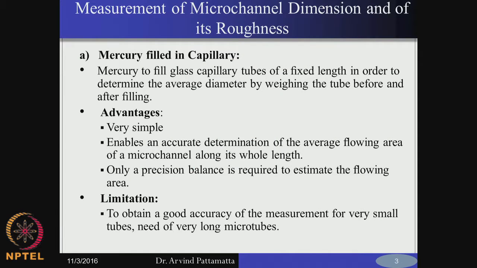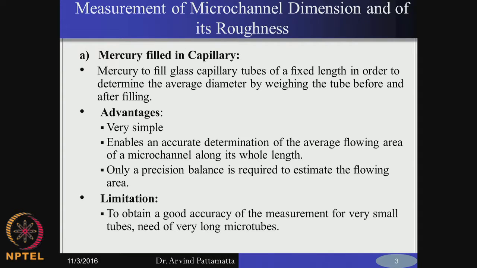Therefore, a very important first step in measurement is the measurement of the micro channel dimension and its roughness. If you are given a micro channel from the manufacturing section, what you have to do is first ensure that if you had asked for a 100 micron channel, you get 100 microns, plus of course there is always manufacturing tolerance, which has to be accounted for, but you have to have a method to ensure this dimension is within reasonable limits.